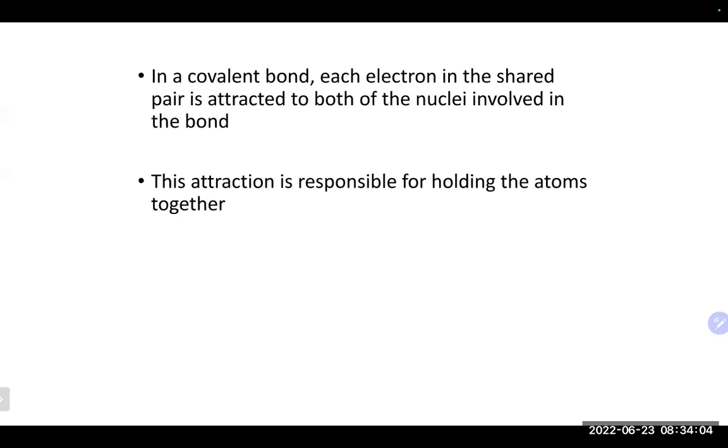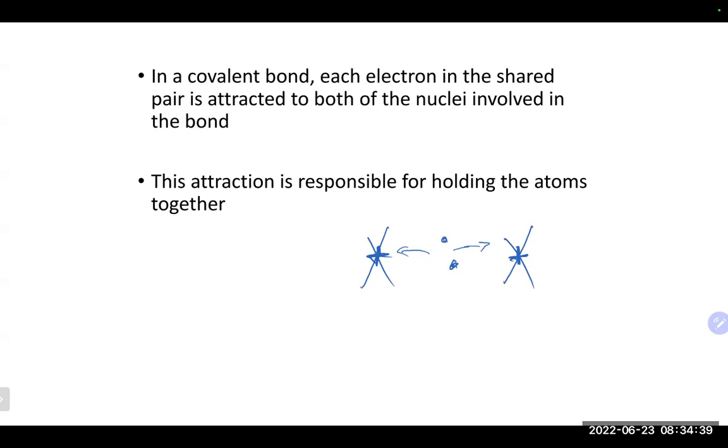So in a covalent bond, the electrons that are being shared between the 2 atoms are both attracted to the nucleus in both atoms. If you think about it, you've got an element on this side, an element on this side, and electrons that are being shared. In the middle, obviously, there's a positively charged nucleus on each side. So these electrons are attracted to this one, but they are also attracted to the nucleus of the other one.